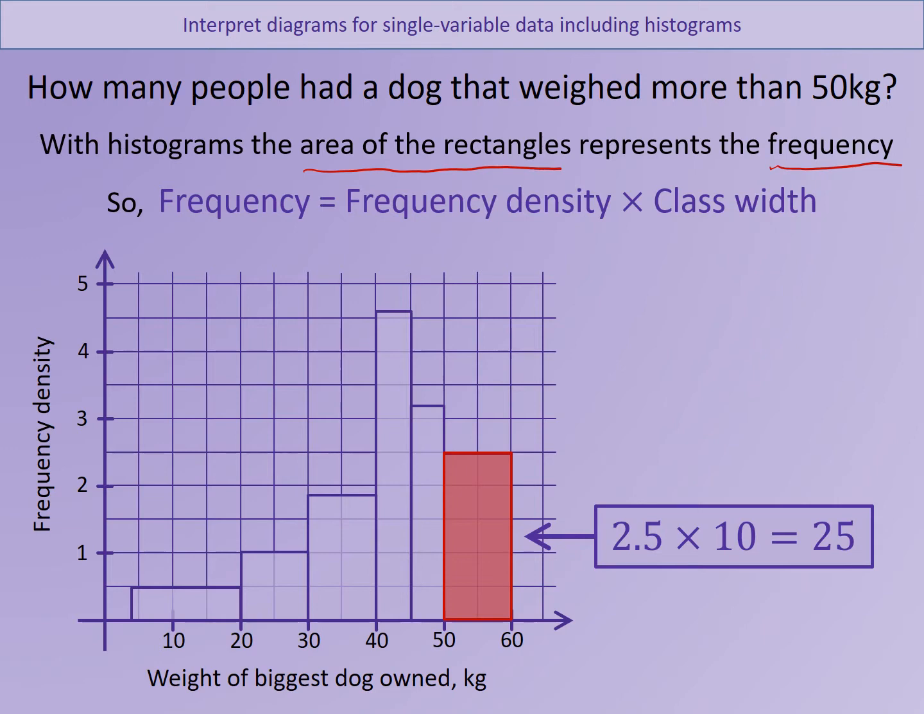Now you can also get asked questions in reverse. So if you knew that this bar represented 25, then you could work this out in reverse in order to work out what the frequency density would have been. So if you wanted your frequency density, that would be your frequency divided by your class width. And so if we knew the bar was up to 25 and we knew that the class width was 10, then that would tell you that the frequency density was 2.5, and this is often something that comes up in questions.